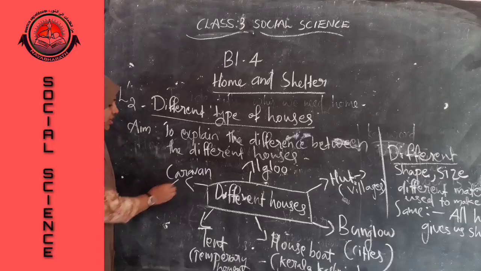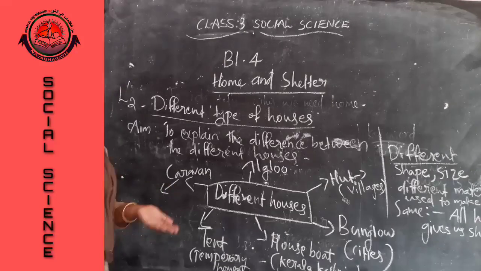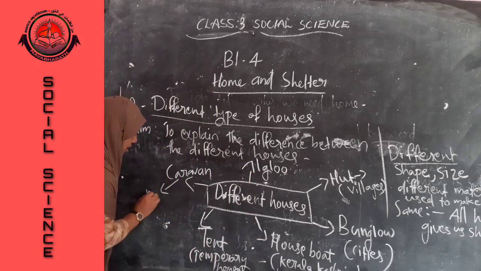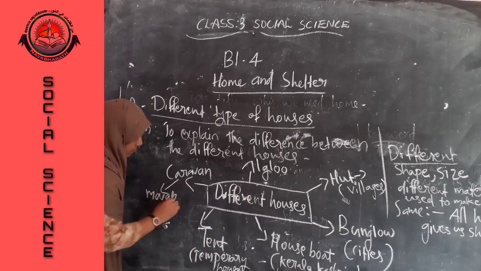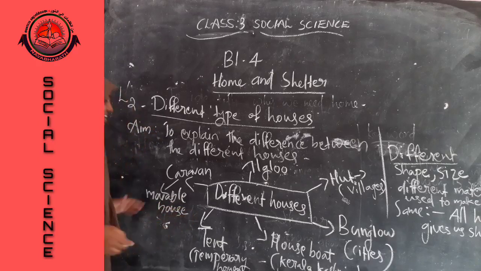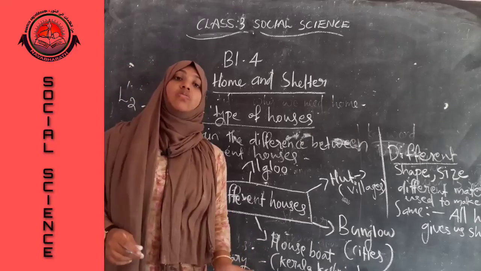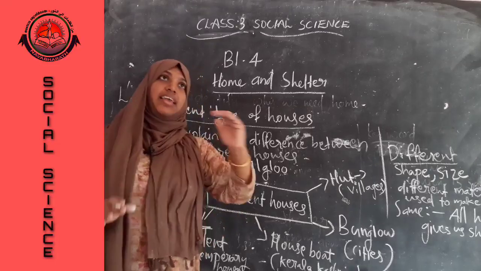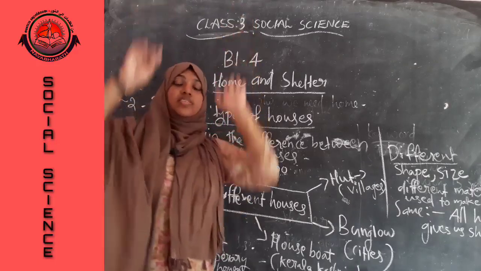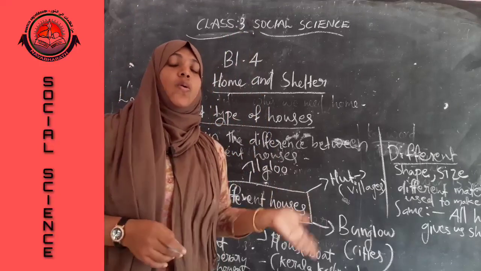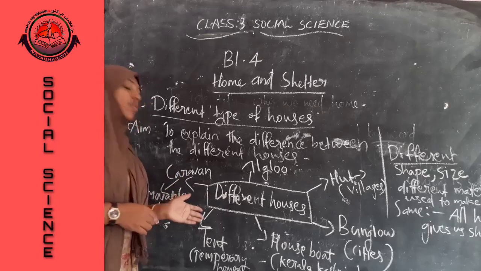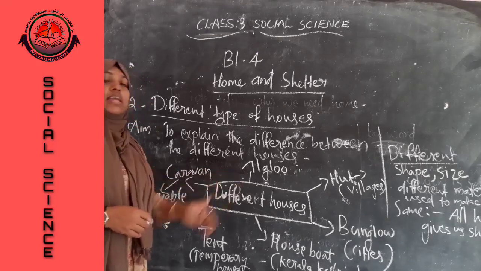Then caravan. Caravan is also movable. It has wheels. It looks like a vehicle. If we want to go to long-distance places, we can go by this caravan. It is a movable house.